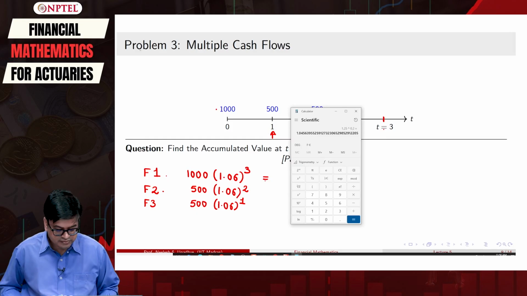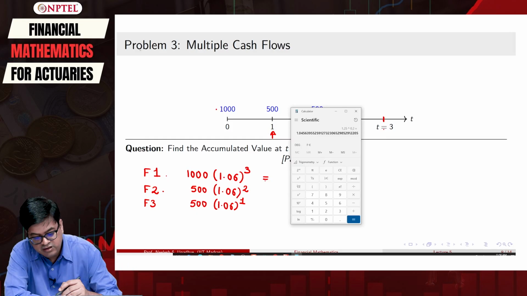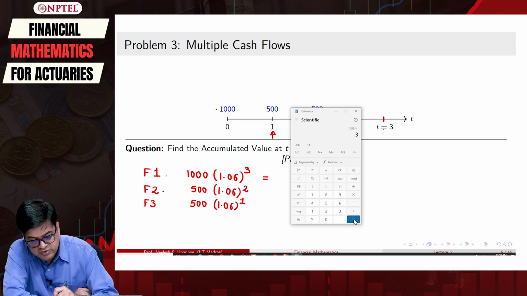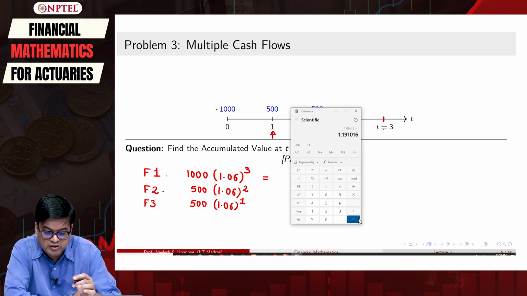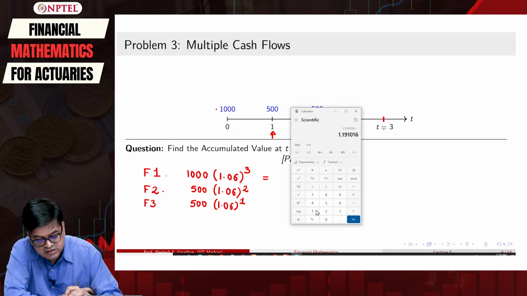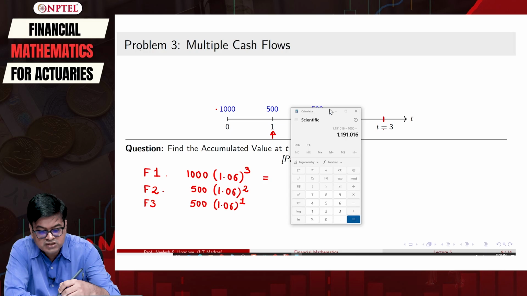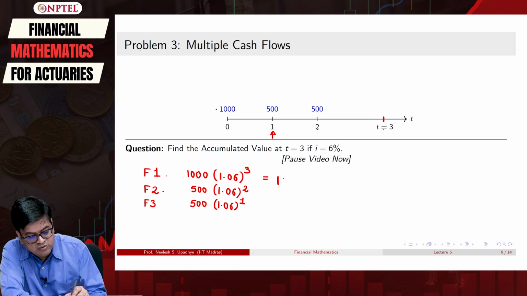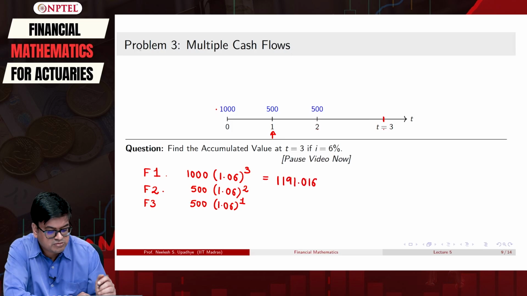So basically, I will clear everything that is given there. So it's 1.06, and then I will choose x raised to y. I want to have 3, which will give me some answer, which is 1.191. I will multiply this answer with 1000. So that's my first answer, 1191.016. Okay, so this is my first answer.